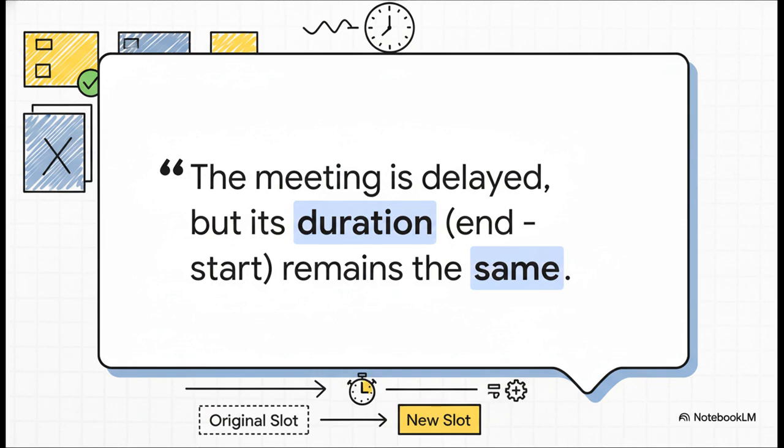The meeting doesn't get canceled or cut short. Its original length, its duration, is sacred. It just has to wait its turn for the next available slot. And its new end time is calculated based on when it actually gets to start.